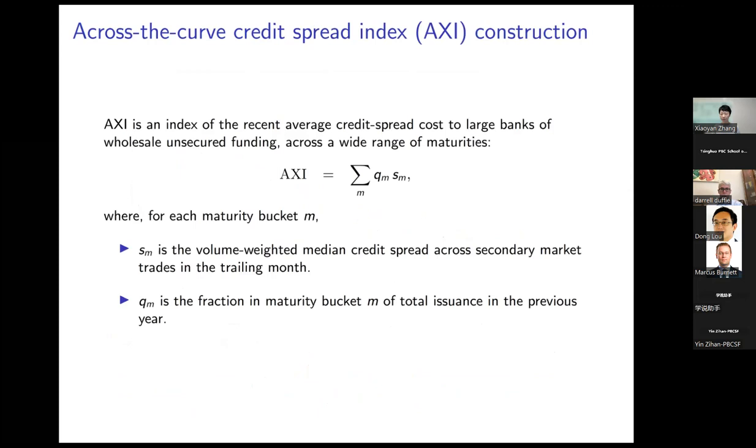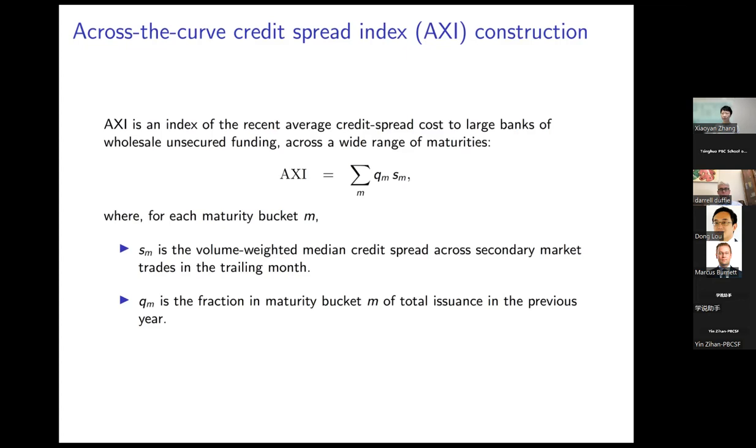Okay, so here's the algebra, which is pretty simple. What is the index? Well, it's the sum across all maturities M of the quantity of debt that's been issued in the last year at a particular maturity, that's QM, multiplied by the credit spread, the average credit spread of all issues in that maturity bucket.